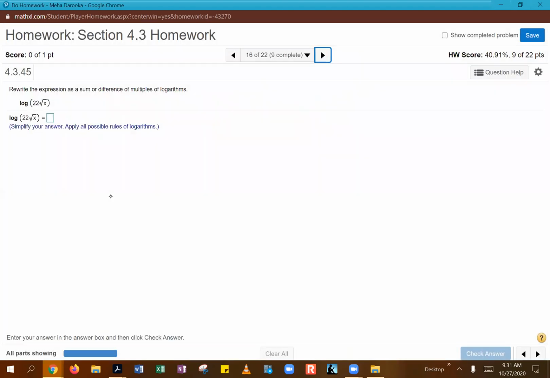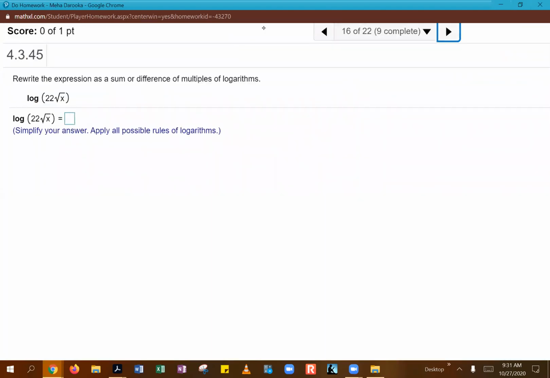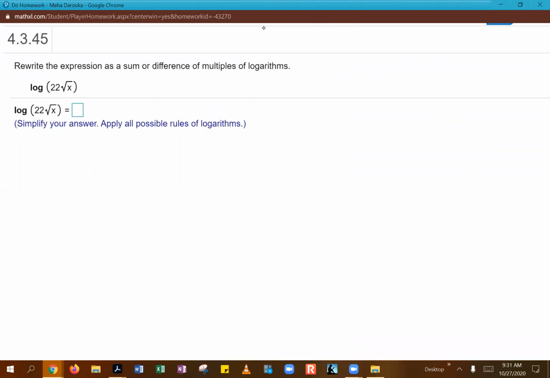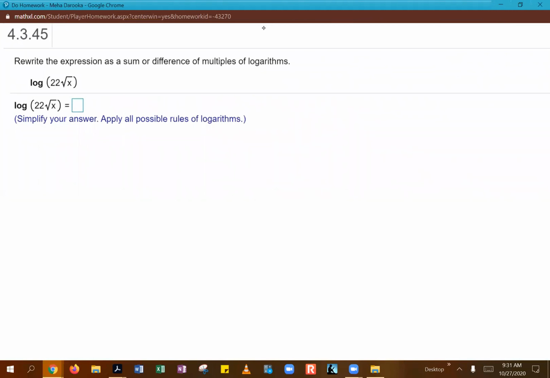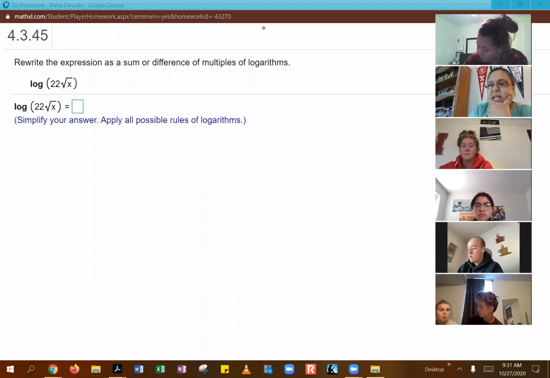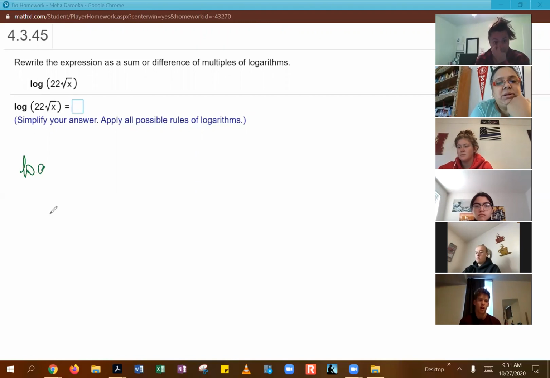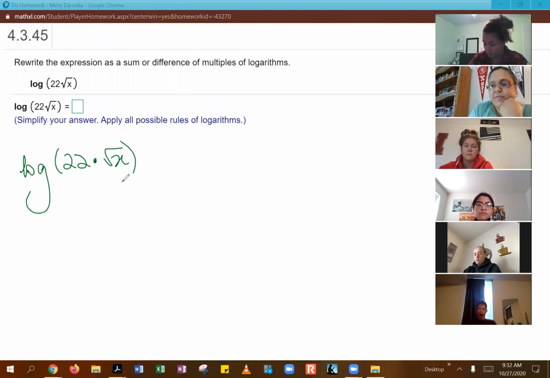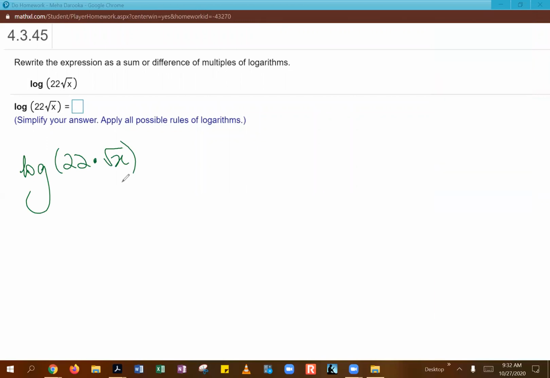So now, of course, they're having us split this up into multiple logarithms. Now, this one here is, again, very similar to what you just did with that 13x, except your x is in a square root. So you still want to start out with the product rule, because obviously we are still multiplying 22 with the square root of x. So once you start out with your product rule, what will you need to do next to simplify this further?